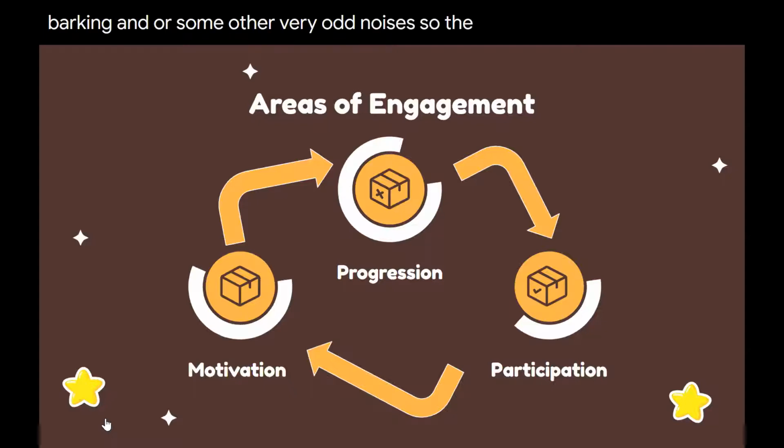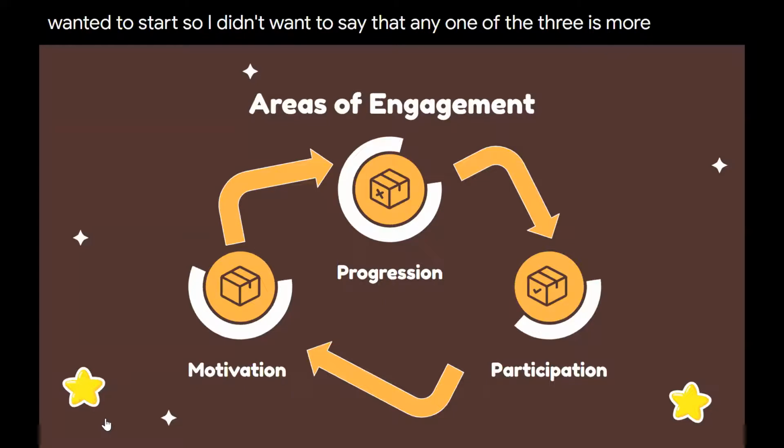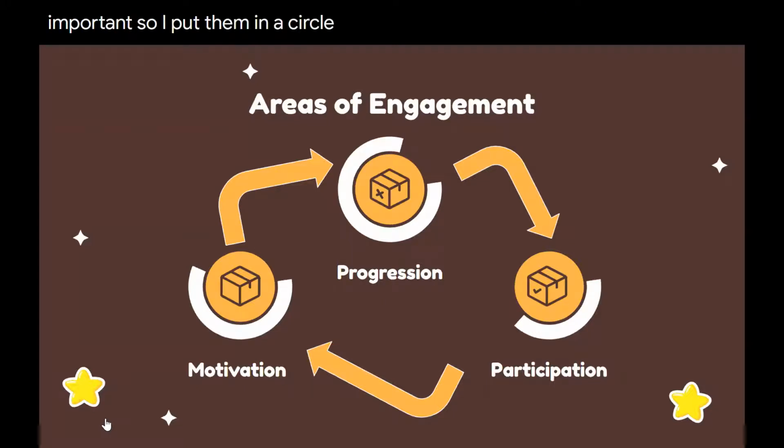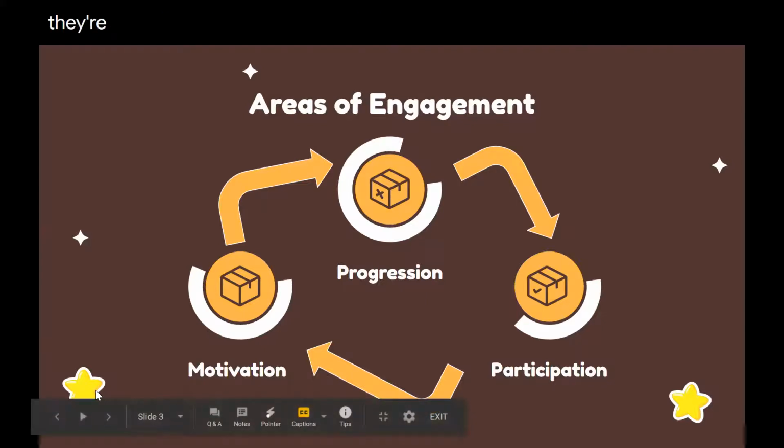The reason that I picked these three areas, and the reason that they are in this kind of cycle, is because they really all go together. There's really not one place that I would say I wanted to start. So I didn't want to say that any one of the three is more important. So I put them in a circle, which evens things out so that you can see they're all important.